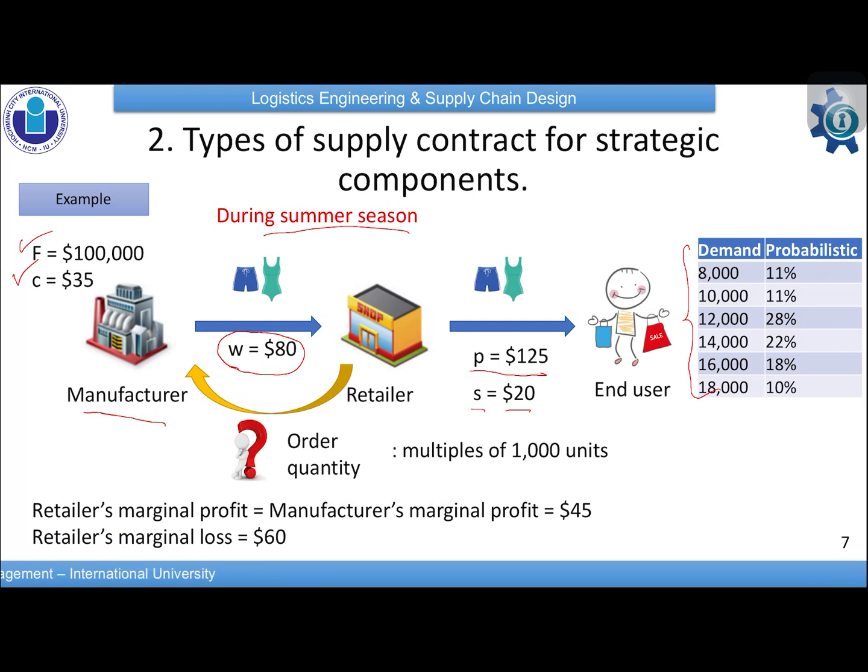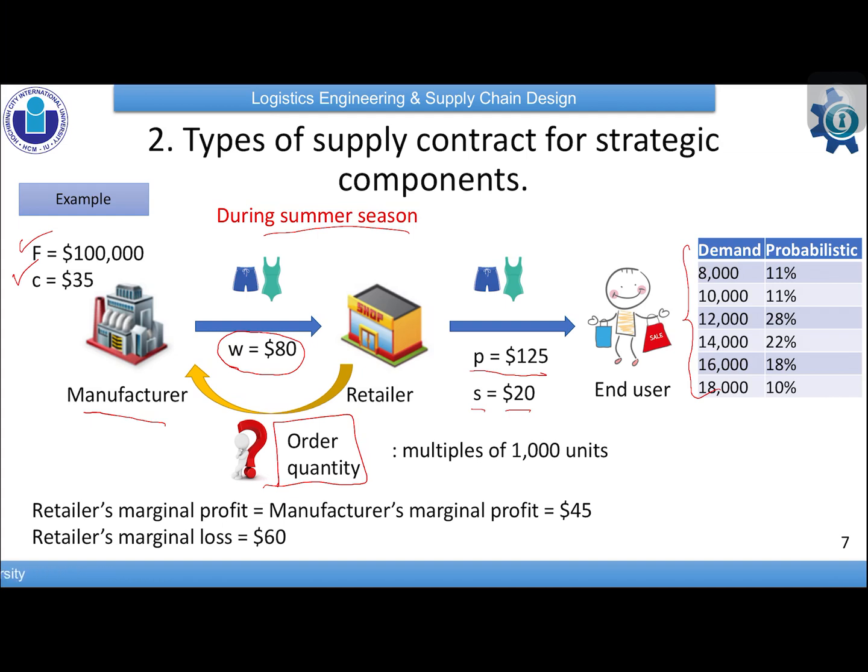Please spend some time to solve this problem of determining the order quantity. You already did it before, so I will just give you a quick solution for this example.